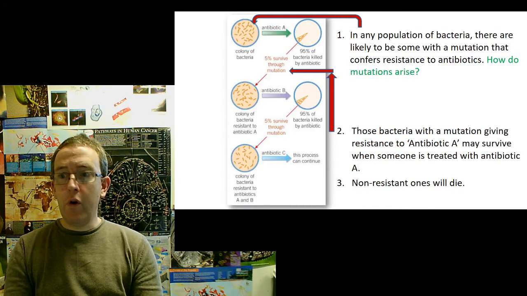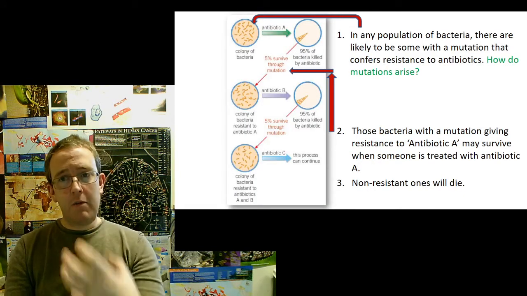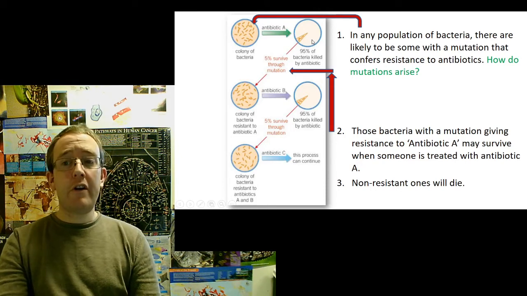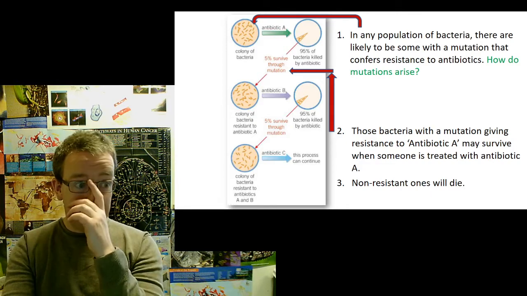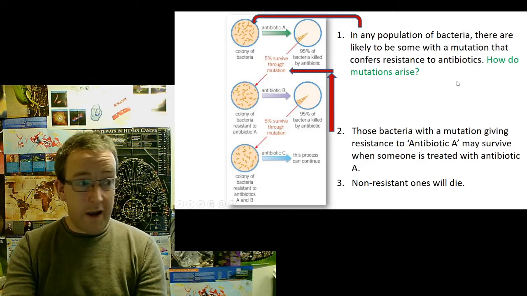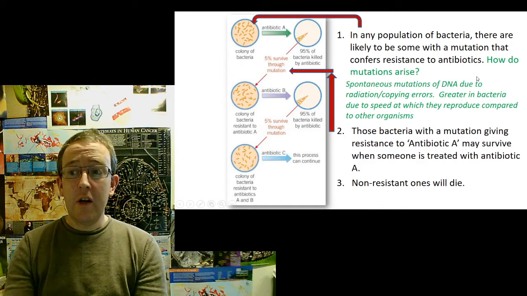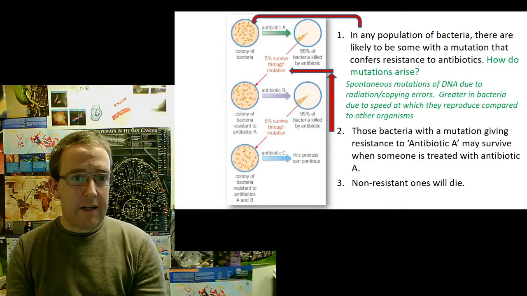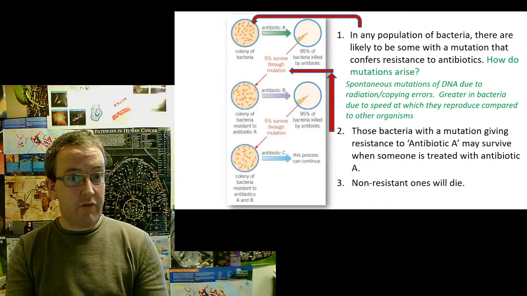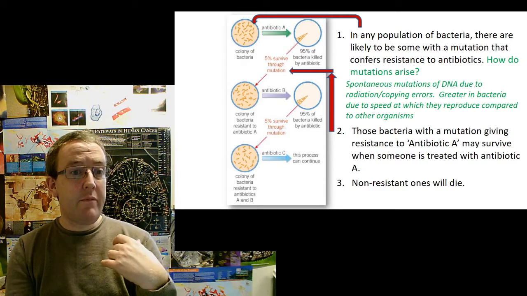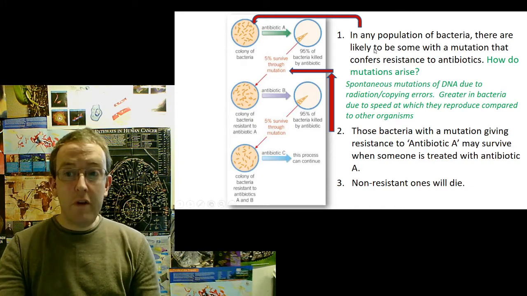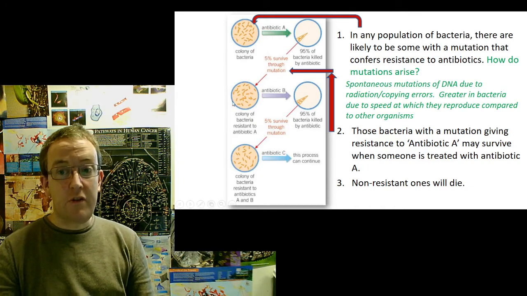So to put that in words for you, again, so let's say we've got a colony of bacteria there up at the top. We add antibiotic A, maybe 95% of them are killed. Maybe we don't add quite enough to kill that last 5%. Well, those mutants are going to survive. Why are those mutants there? Question in green. Well, mutations happen spontaneously, due to DNA copying, and some mutagens like radiation and UV. They're obviously going to be greater in bacteria because of the speed at which they reproduce compared to us. The ones with the mutation survive.